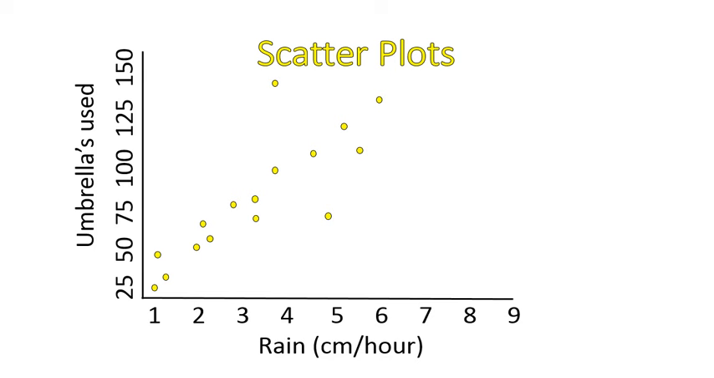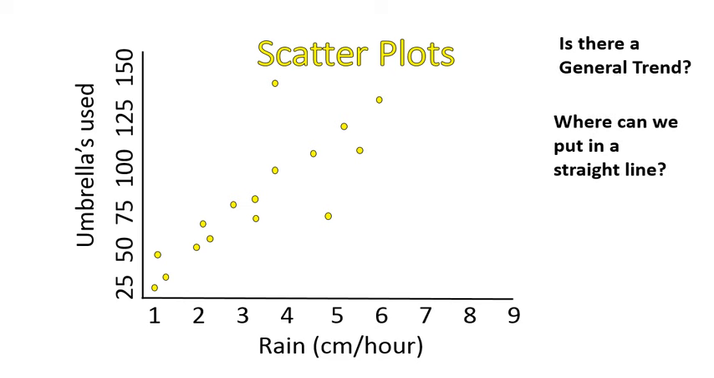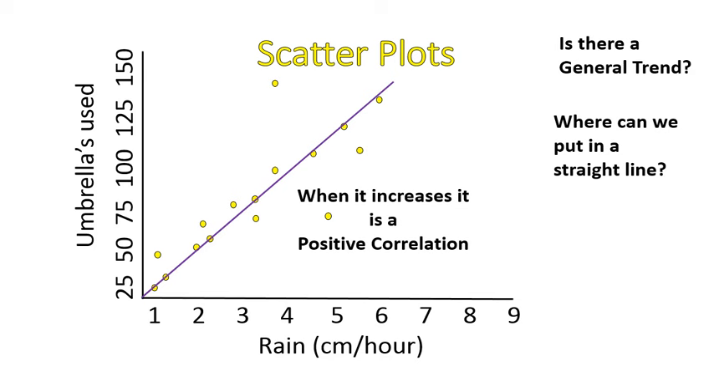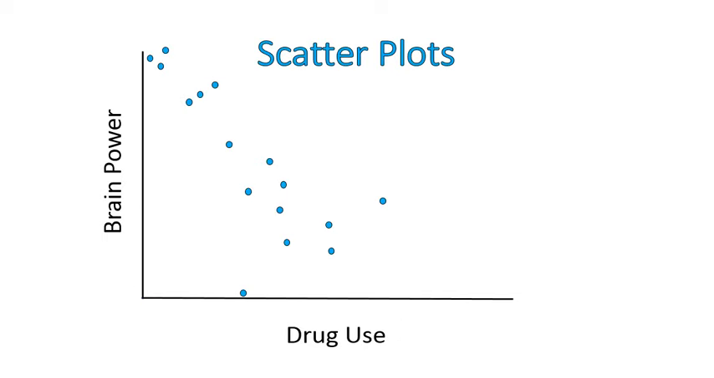If we looked at a graph like this and asked the same questions, is there a trend and where would we put a straight line? You might think to yourself, there certainly is a trend here. It starts out kind of low and then it moves up. If we were to put a line of best fit, it would probably fit somewhere like that. When it increases as we move from left to right, we call this a positive correlation, and that would be the line of best fit for our positive correlation.